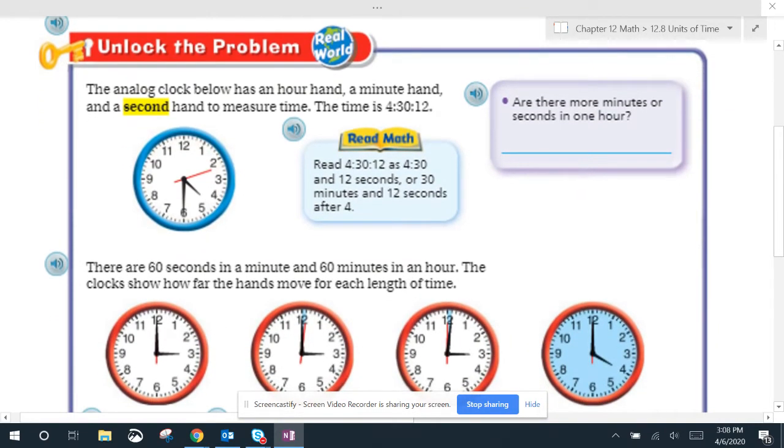Unlock the problem. The analog clock below has an hour hand, a minute hand, and a second hand to measure time. The time is 4:30 and 12 seconds, or 30 minutes and 12 seconds after 4. Our first question to look at is, are there more minutes or seconds in an hour? Well, if we look down here, it helps us out with that. There are 60 seconds in a minute and 60 minutes in an hour. So if each minute has 60 seconds and each hour has 60 of those minutes, then there are definitely more seconds in an hour than minutes.